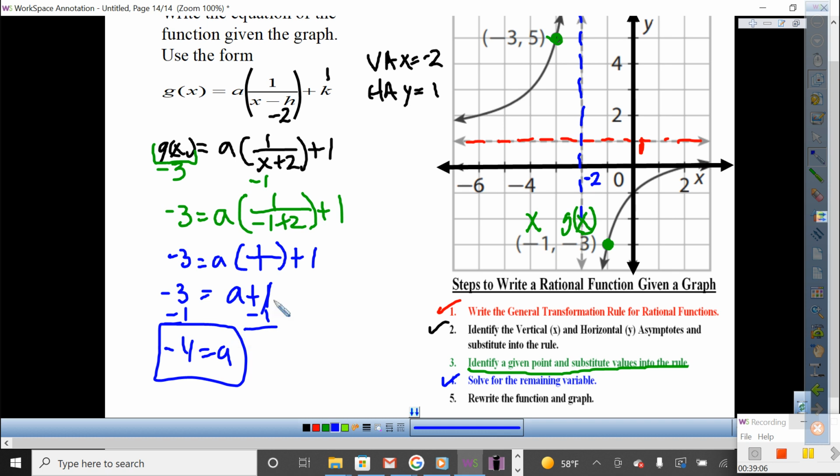Can I write my rule now? Yes, Mr. Q. I'm right here. All I'm going to do is substitute for a, so I end up with g of x equals negative 4 for the a, yes? And then parentheses 1 over x plus 2, plus 1.